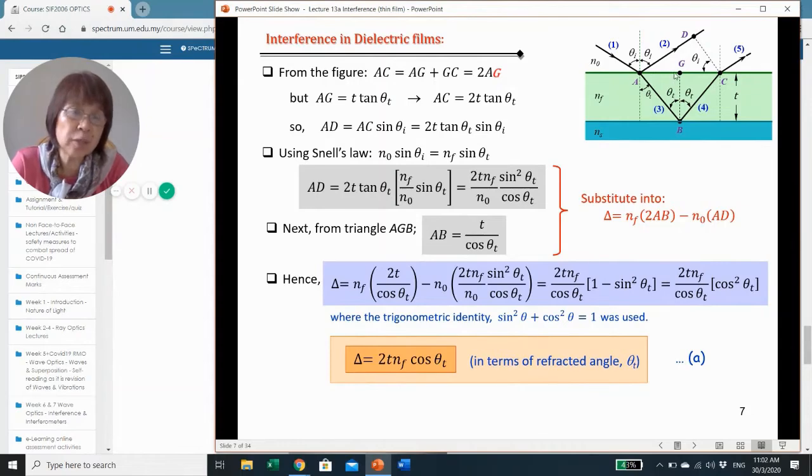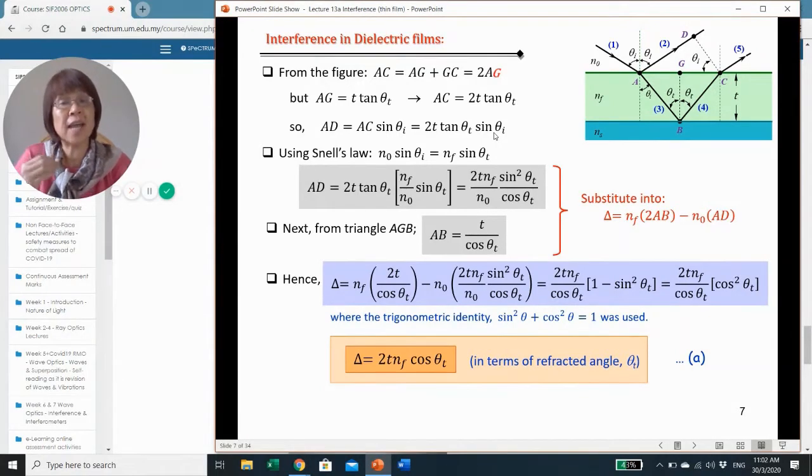Now if you look at AG, if you take the tangent of theta t, you will have opposite AG over t. So AG will be t tangent theta t. And AC then would be equal to 2t tangent theta t. Now, AD on the other hand, this is a right angle triangle, so it will be AC sine theta i. And AC we substitute with 2t tangent theta t, so we have this expression here.